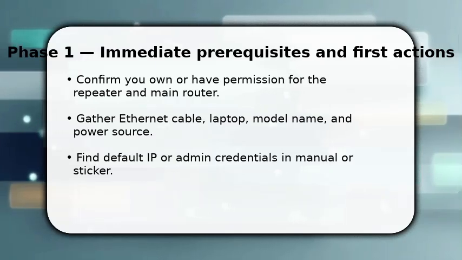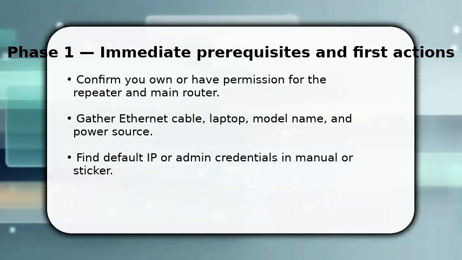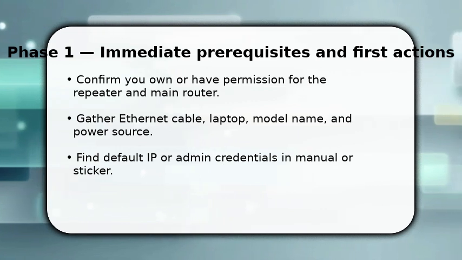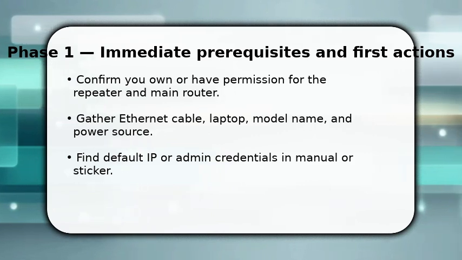You start by confirming you have ownership or explicit permission. This avoids legal trouble. Next, plug the repeater into power and connect your laptop with an Ethernet cable so you have direct access. Once connected, make sure you note the device model and any sticker info. Those often include a default IP and admin username. This direct wired step prevents wireless lockouts and lets you reach the device's web interface to view or change settings safely.